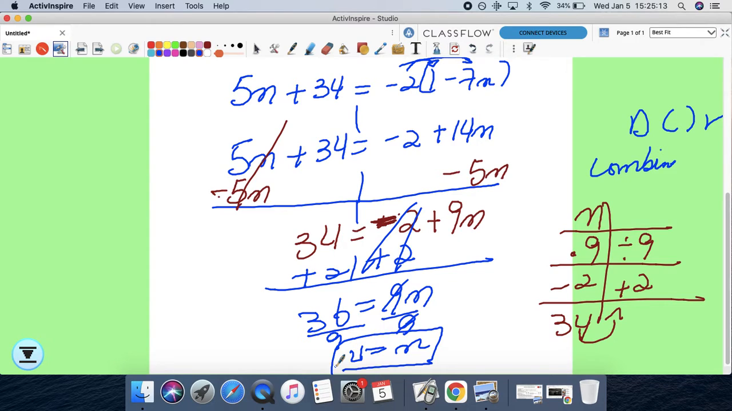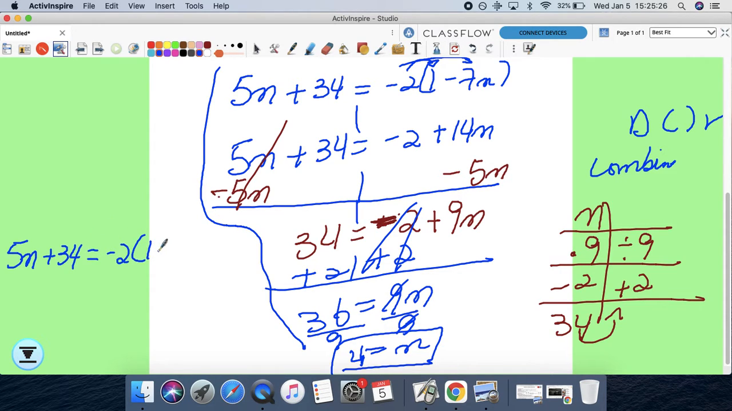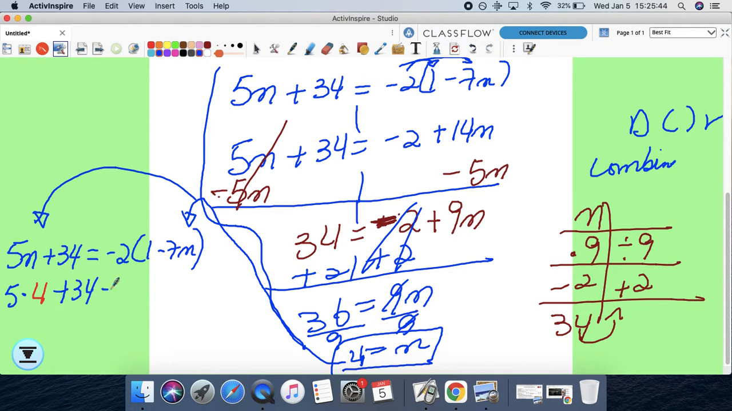We gotta check. Let me check over here. 5n plus 34 equals negative 2, 1 minus 7n. I'm going to take that 4 and put it over here, and put it over here. I'm going to get 5 times, and I'll change colors here for you guys, 4 plus 34 equals negative 2, 1 minus 7 times, and then we're going to change that to 4 again.